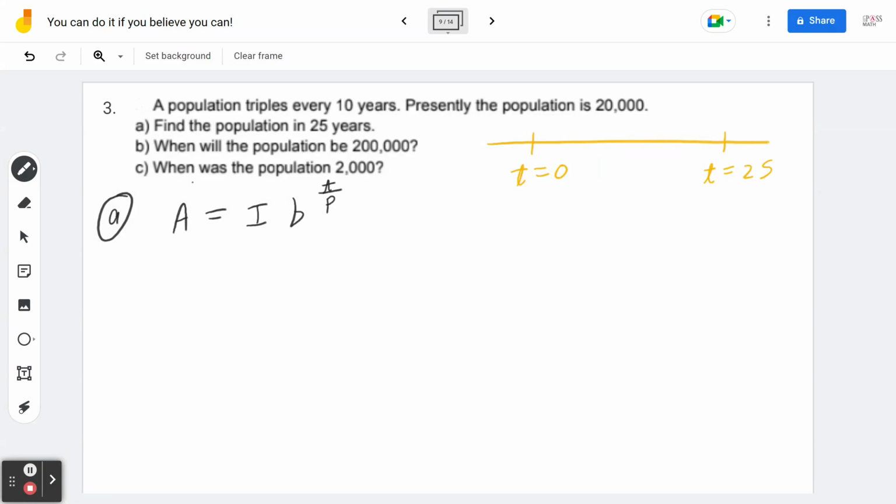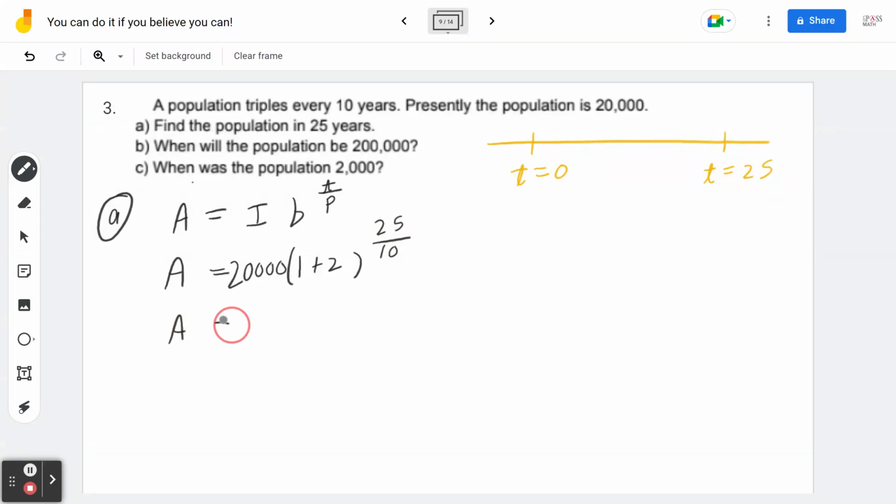Okay. Now, in the first case, it says a population triples. So triple means B is going to be 1 plus 2. So if you want, you can write down 1 plus 2, but really it's going to be 3. And how often does this happen? It triples every 10 years. So P, which is the period for the population to triple, is going to be 10. Now, presently, the population is 20,000. That means I is going to be 20,000. And in part A, they're asking, find the population, meaning find the amount, in 25 years. So time is going to be 25.